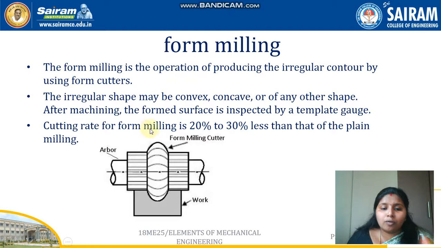The cutting rate for form milling is 20% to 30% less than that of a plain milling cutter. The cutter used for this is the form milling cutter, since it is named after the operation that is done, that is, form milling. Here the cutter is kept on the workpiece, and either a concave surface or a convex surface is produced.